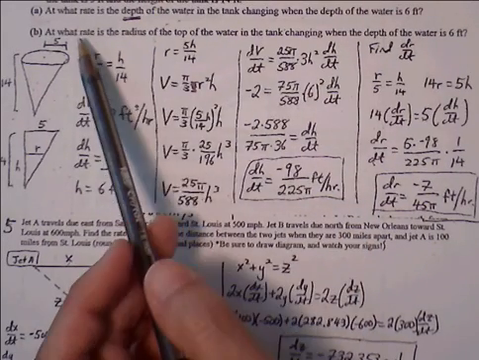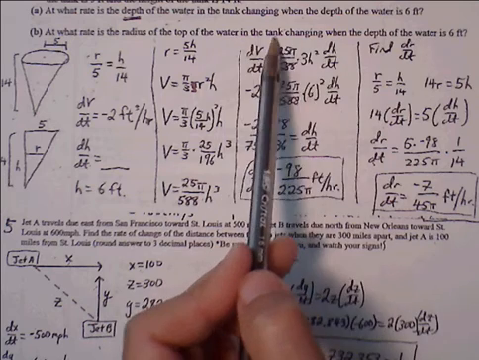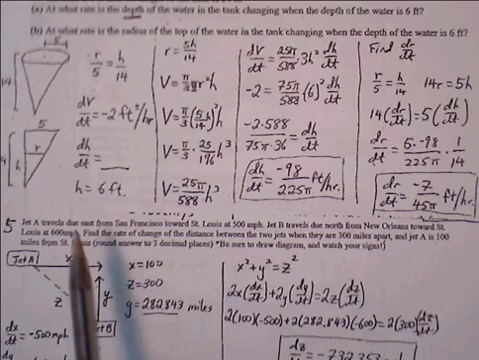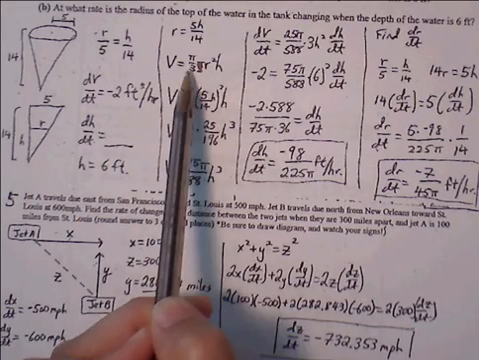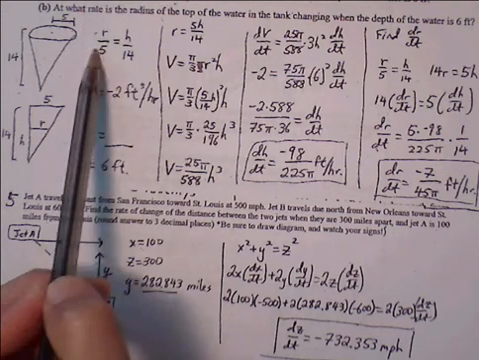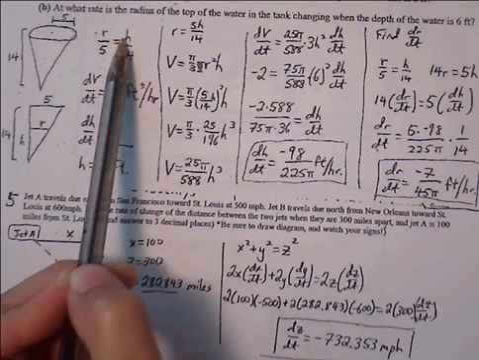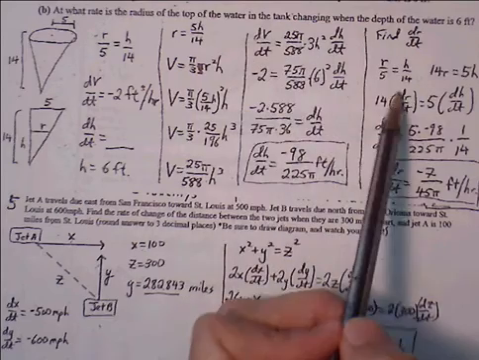And then for part B, it says at what rate is the radius of the top of the water in the tank changing? So actually we are trying to find information with dr/dt. So rather than having to go back to the equation and trying to get everything in terms of r and then find dr/dt, we have a bit of a shortcut here because we have this information that will allow us to find dr/dt. So if we do cross product here, we get 14r is equal to 5h.